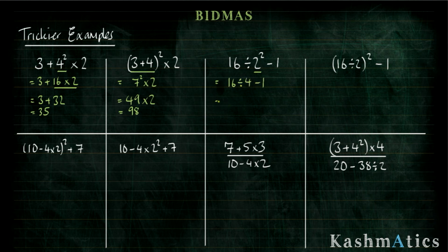Take away 1. Now we've sorted out the indices, so now we've got a division to sort out. So we do the division next. 16 divided by 4 is 4. So it becomes 4 take away 1, which is 3.